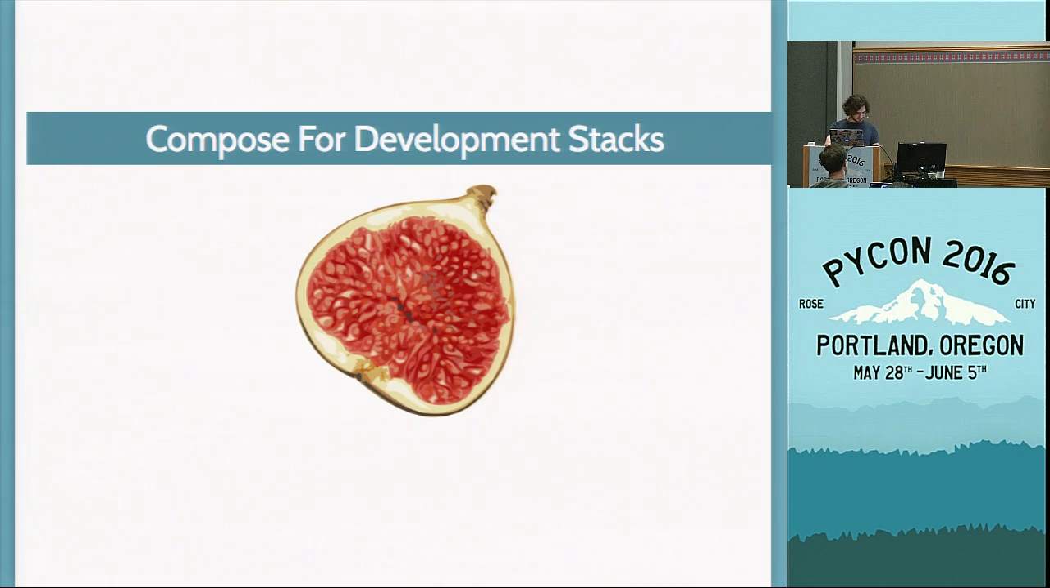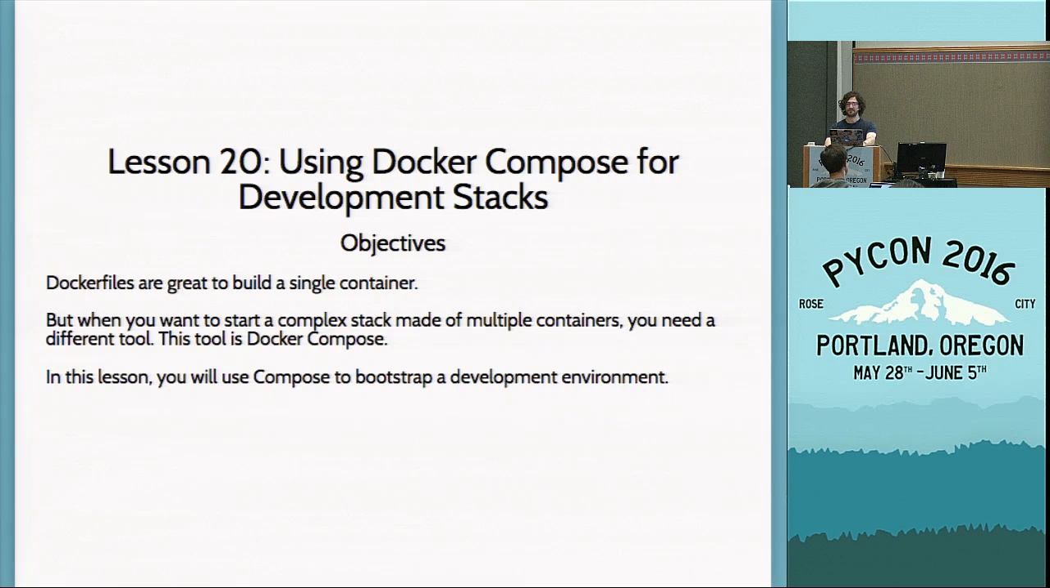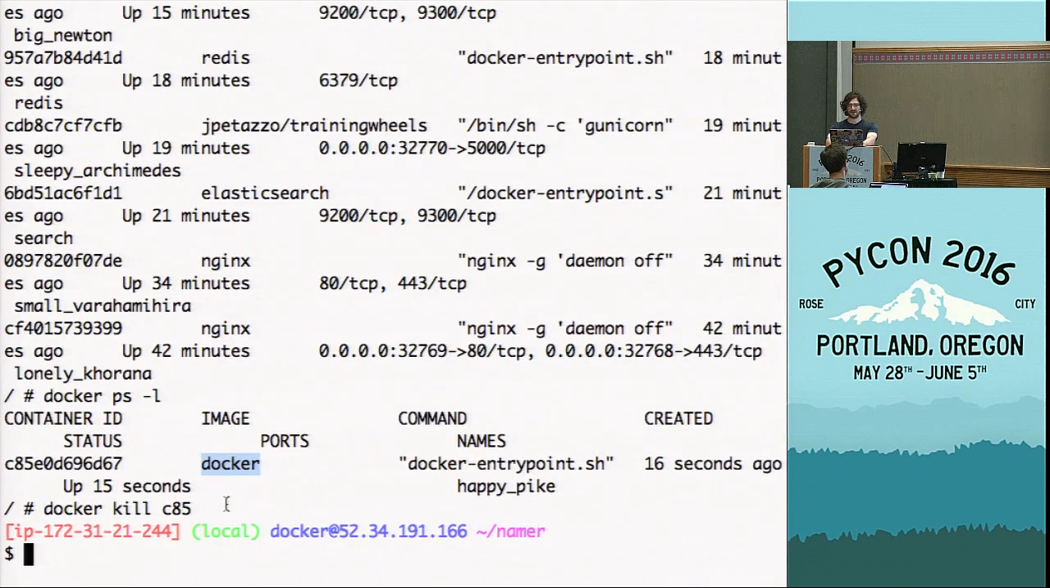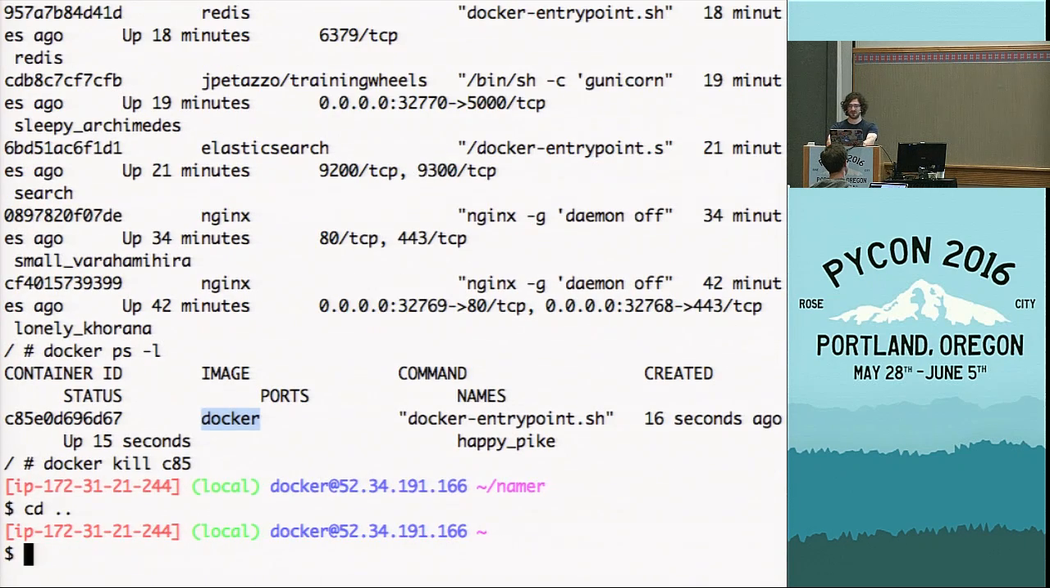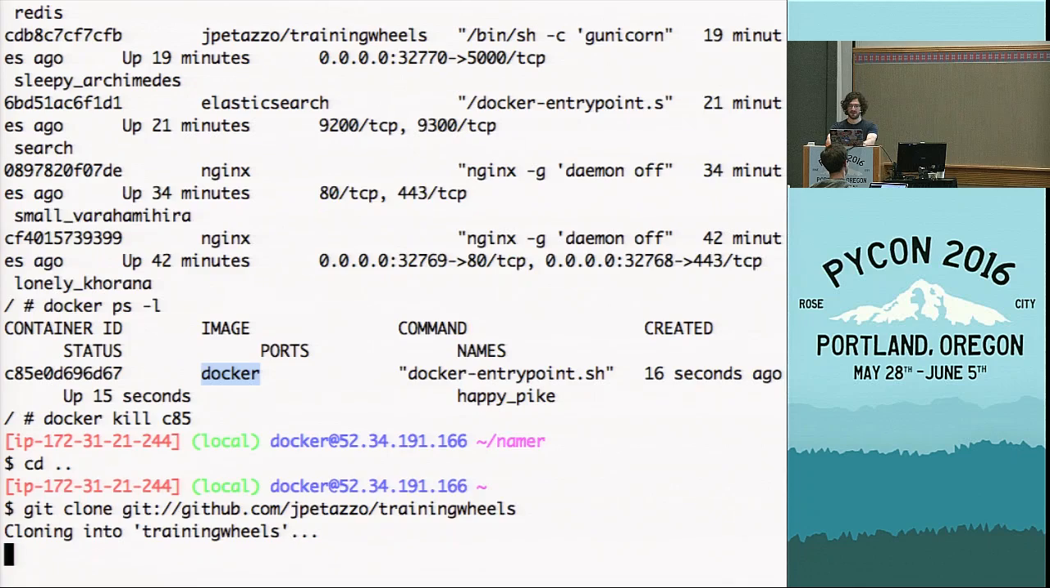And the last chapter, I'm going to cover that really quick since we are 2 minutes behind. So Compose: I covered Compose briefly to show that Compose gives me a way to describe the parameters for docker run. Compose can also be used for stacks of multiple containers. I'm going to show the example with the training wheels application. So git clone github.com/jpetazzo/trainingwheels.